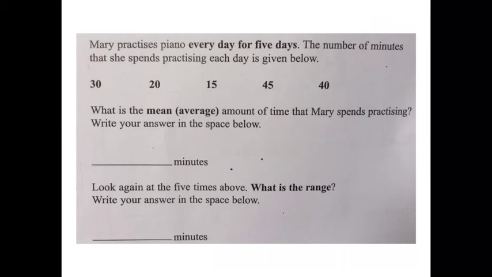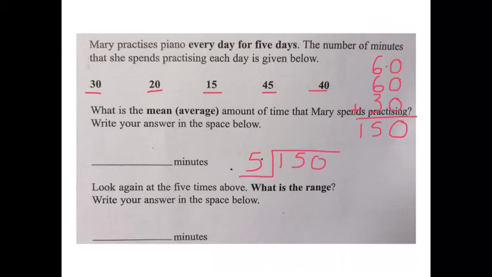Okay, so step 1 is to add up all of the numbers. 20 and 40 give me 60. 45 and 15 bring me up to 60. And we still have to add on the 30. 3 zeros are 0, 6, 6 and 3 is 15. Step 2 is to divide the total of those numbers by how many numbers there were. So it's 5 into 150, which is 30. So the average time spent practicing each day was 30 minutes.